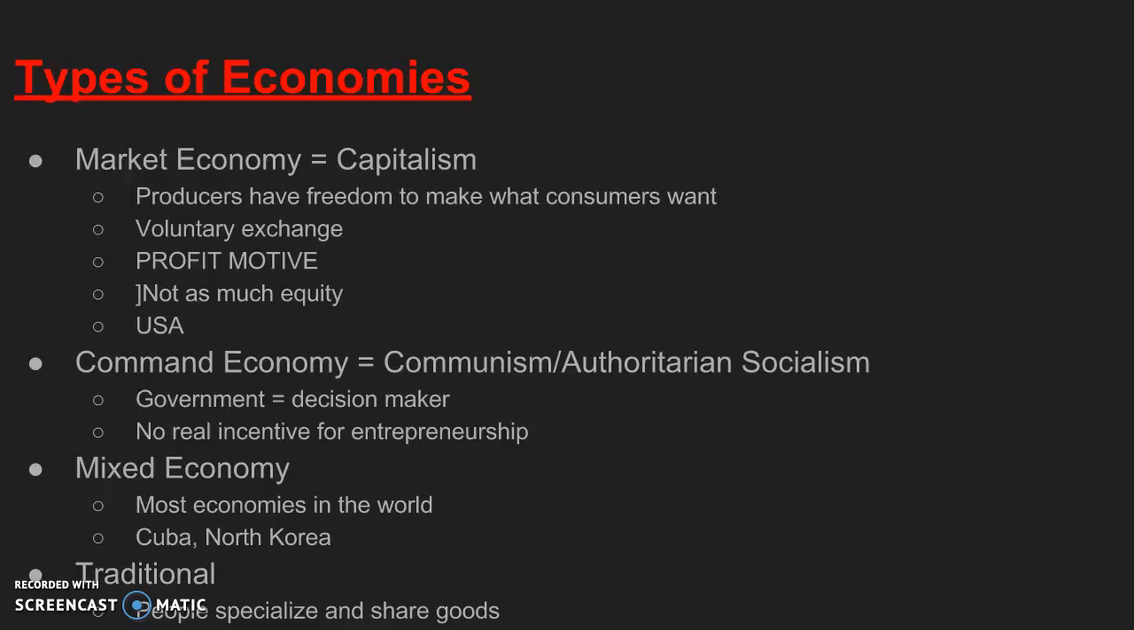Now, like I said, most economies are mixed. Most economies in the world. Cuba and North Korea should be up here with command economies. That's my bad. I don't know what happened. Cuba and North Korea would be examples of command economies.